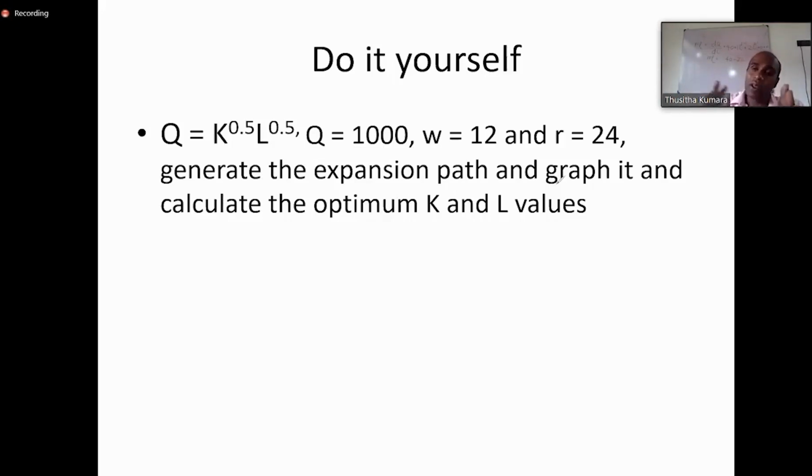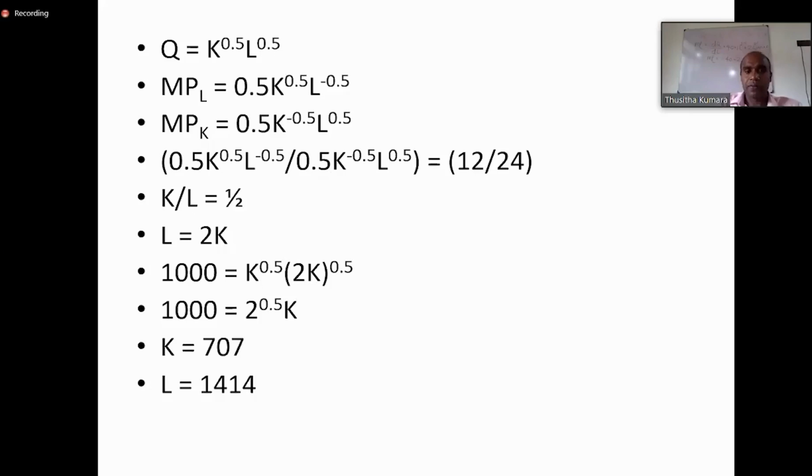That shows how we are going to expand our production process. So we will be producing only along this curve, and then calculate K and L values right after that. Let's see how we can do that. Yes. So simply, this is our production function, K power 0.5, L power 0.5.